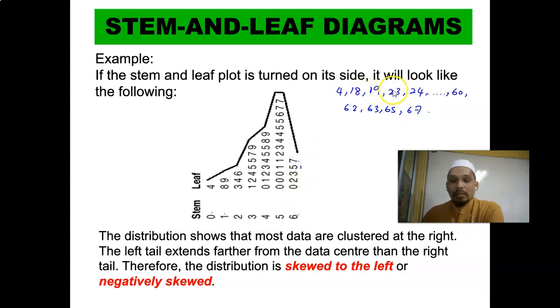So the raw data, we arrange from the smallest to the biggest numbers, and then we divide it into a stem and a leaf. So you can see here now, let's say this is the middle of the graph. Most of the data are on the right side and only a few on the left side. So the distribution shows that most data are clustered at the right. The left tail extends further from the data center than the right tail. Therefore, the distribution is skewed to the left, or negatively skewed.